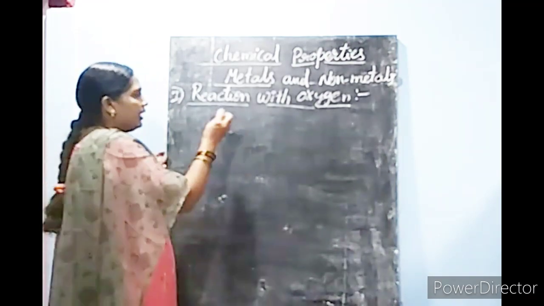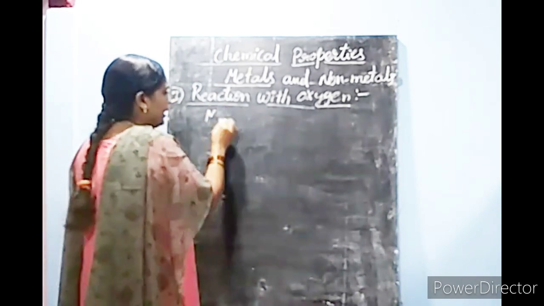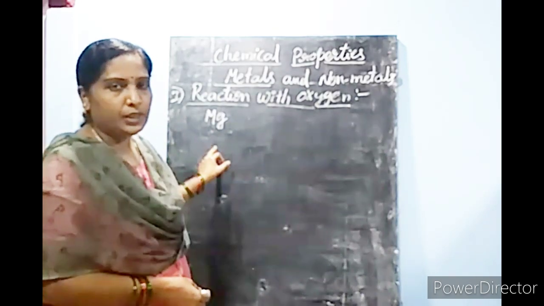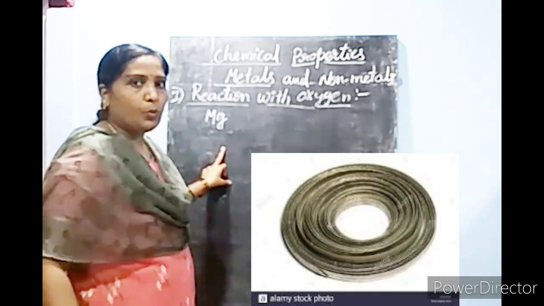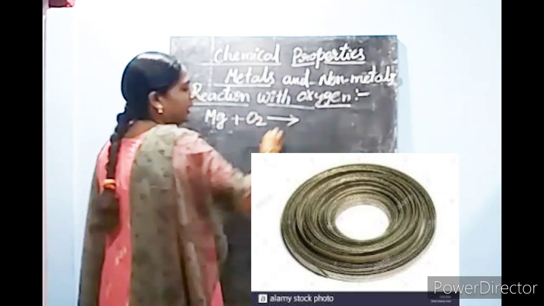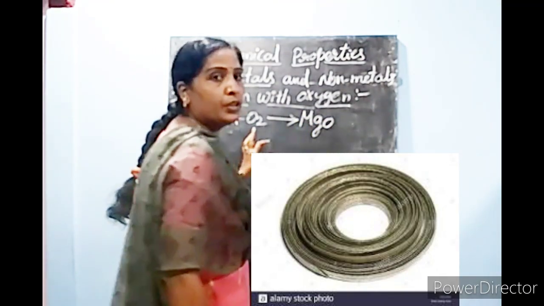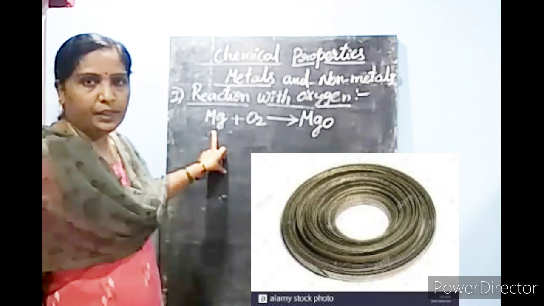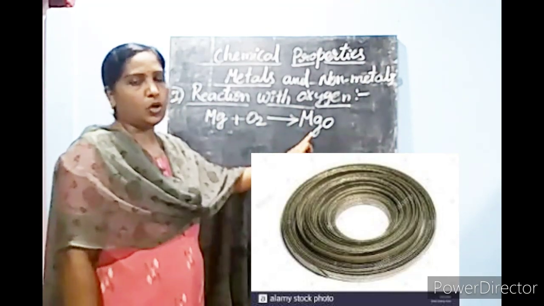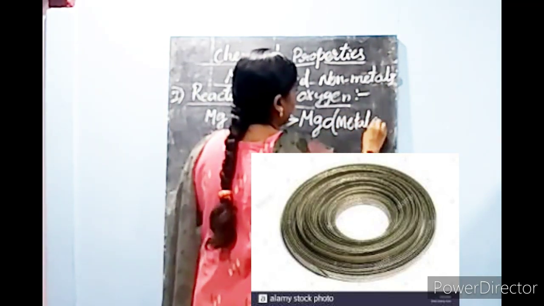For example, if you take mercury or magnesium, the symbol of magnesium is Mg. When Mg reacts with O2, oxygen, it releases magnesium oxide, MgO. So when any metal reacts with oxygen, they form their metal oxides. What are they forming? Metal oxides.